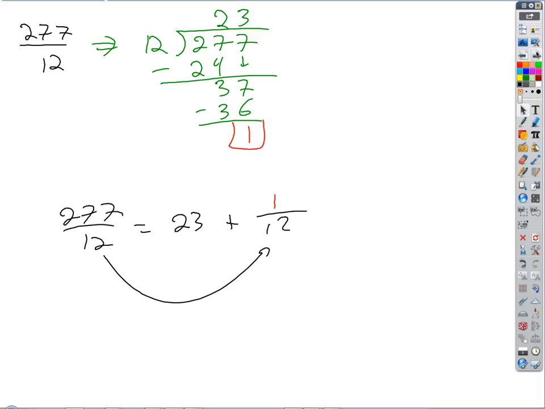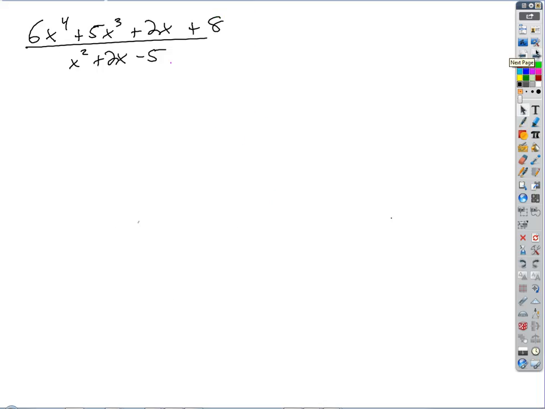Okay. All right, so we're going to do the same process to polynomials. Yeah, it looks bad, but it's not so bad, I promise you. So we're going to do the same process. What's in the denominator goes out front, right? So x squared plus 2x minus 5. And what's in the numerator goes inside.